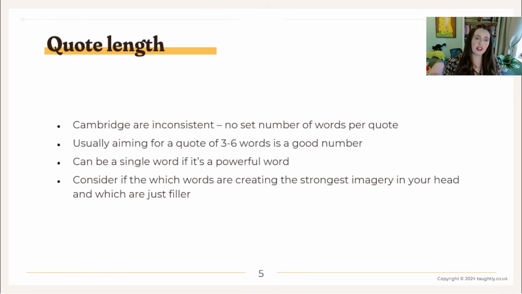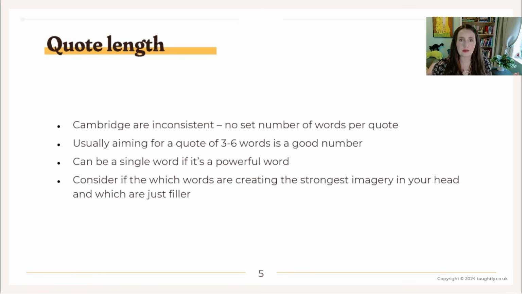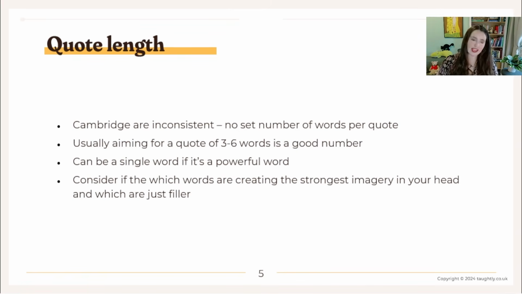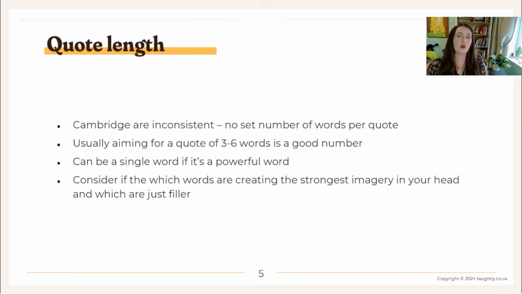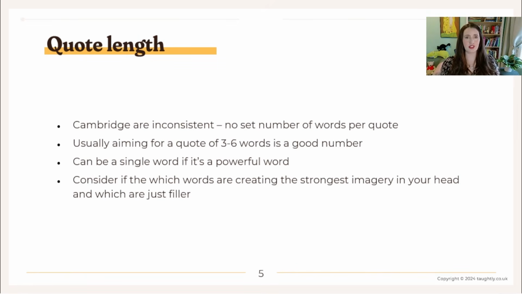The quote length. So then students get a bit freaked out because they realise, oh gosh, my quotes have to be on the mark scheme. How long am I looking for? Cambridge are annoying. Cambridge are inconsistent. There is no set number of words per quotation. Plenty of times I've seen quotes that are just 1 word long, and other times I've seen quotes that are 10 words long. Typically you're aiming for about 3 to 6 words, but I have seen 1-word quotations, so don't freak yourself out.